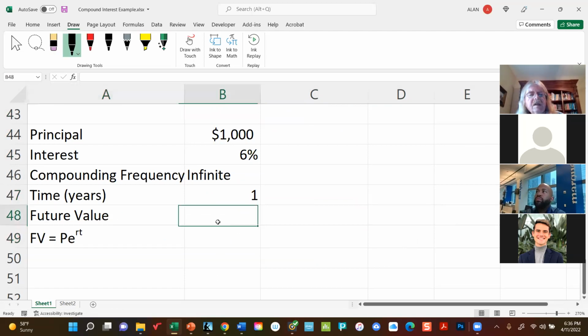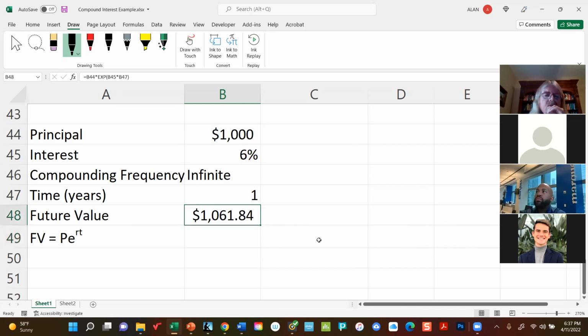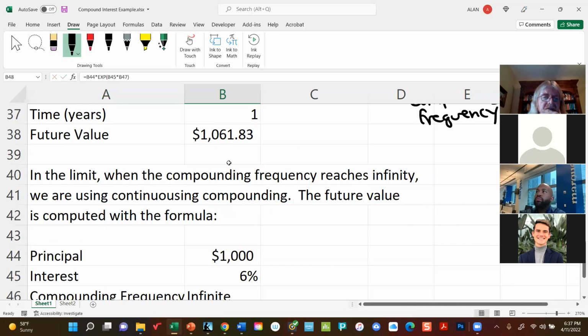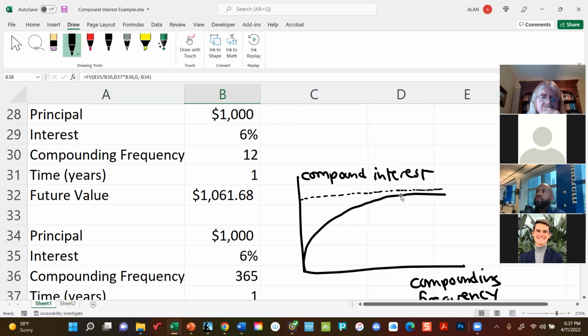It comes from this formula, and in Excel we put equals 1,000 times EXP, which is what it's called in Excel, and the exponent is R, the interest rate, times the time, which is T. And so we end up with 1061.84, which, as you can see, is only a penny more than with daily compounding. So this dashed line represents what we call continuous compounding.